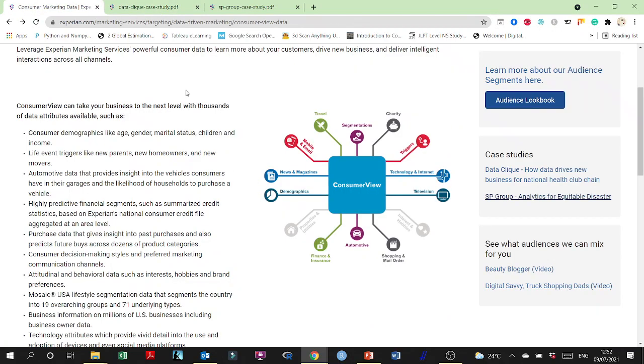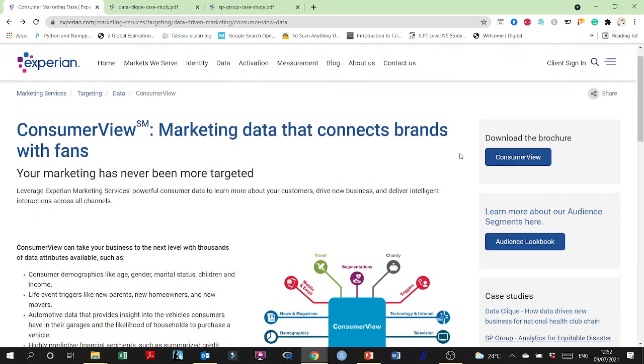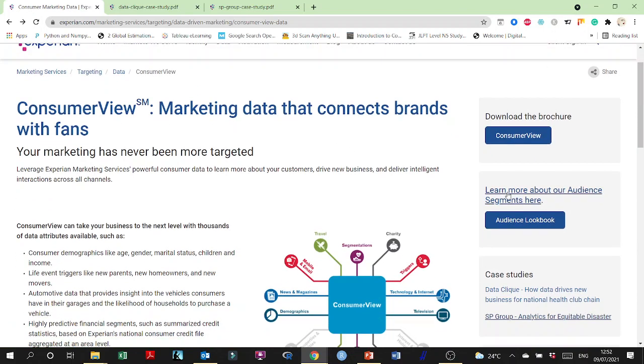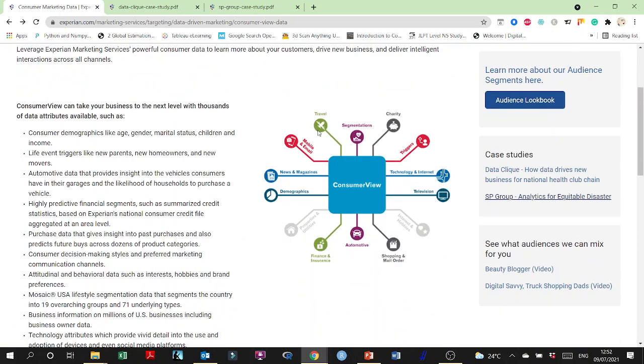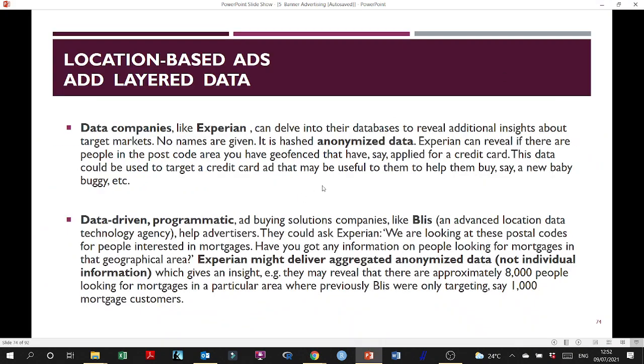But as you can see, lately, Experian is also offering some marketing data that connects brands with fans. So you can download for sure here, learn more about the audience segmentations here. They usually work with business to business, and probably they could work with you directly if you have a marketing team, instead of working with Bliss, which is the marketing agency that you would hire. But in any case, it doesn't matter if you work with them directly or through Bliss.